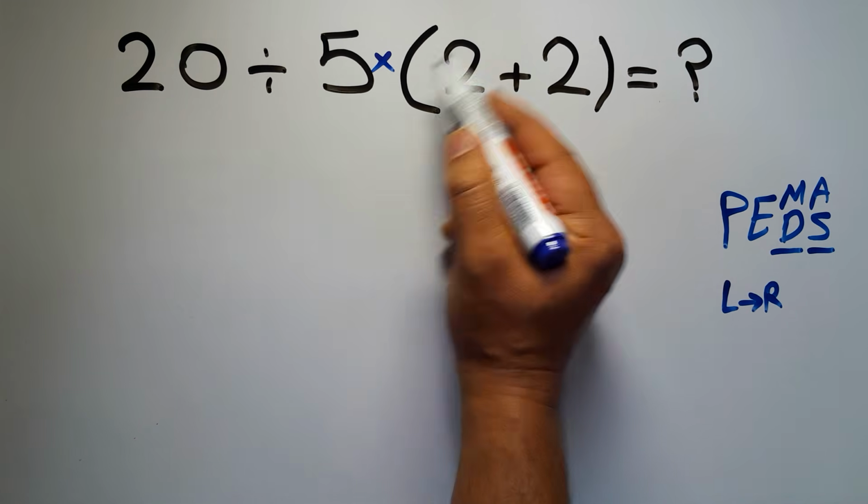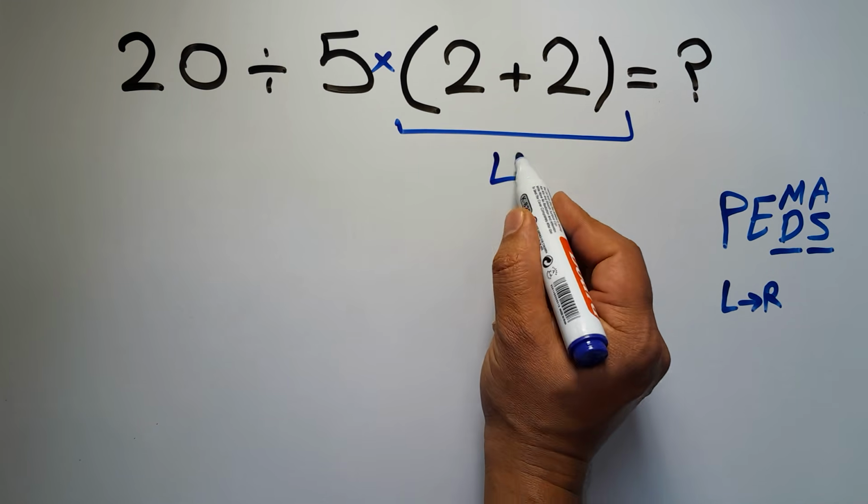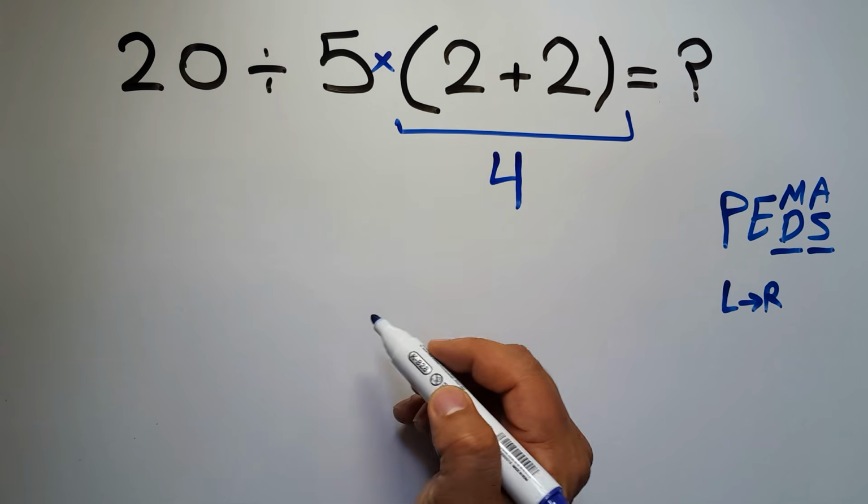So first we have to do this parenthesis. Inside this parenthesis we have 2 plus 2, which equals 4. So 20 divided by 5, then times 4.